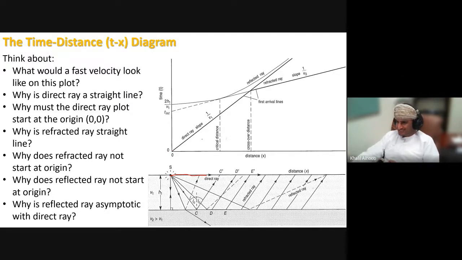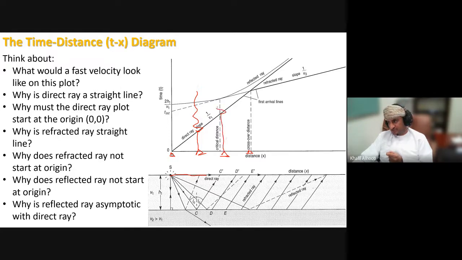First of all, the direct energy, the energy which travels directly from the source to any geophone, should pass through the origin, between distance 0 and time 0. So it's not usually a continuous line. There are many geophones. This is my hammer, and there is one geophone, another geophone, another geophone, and so on. These geophones start receiving the energy like that. This geophone starts receiving the energy like that.